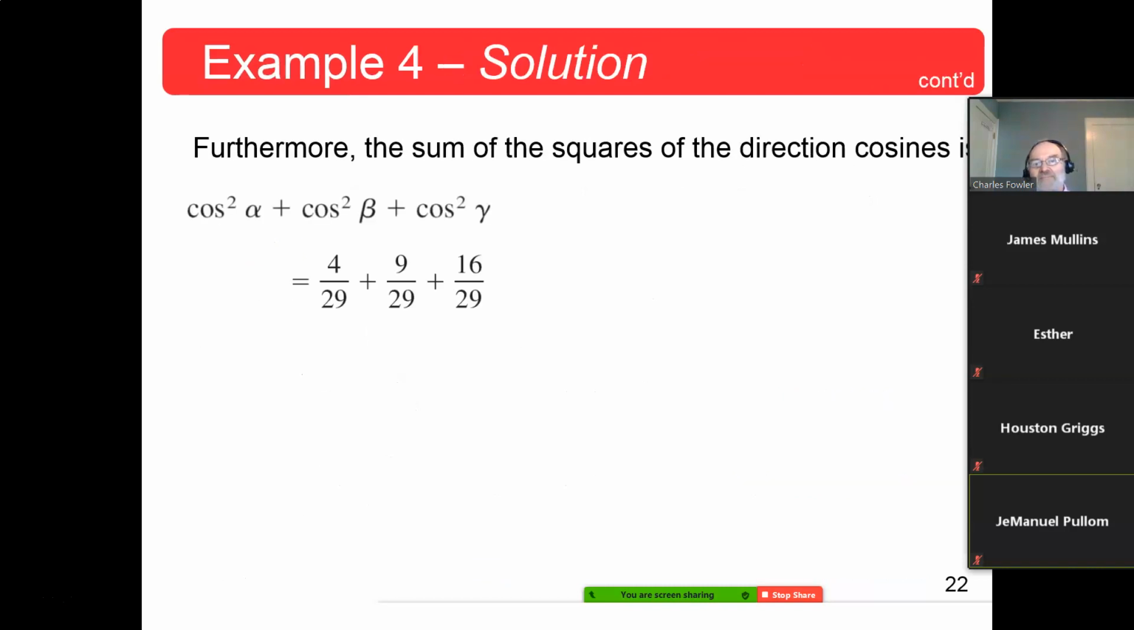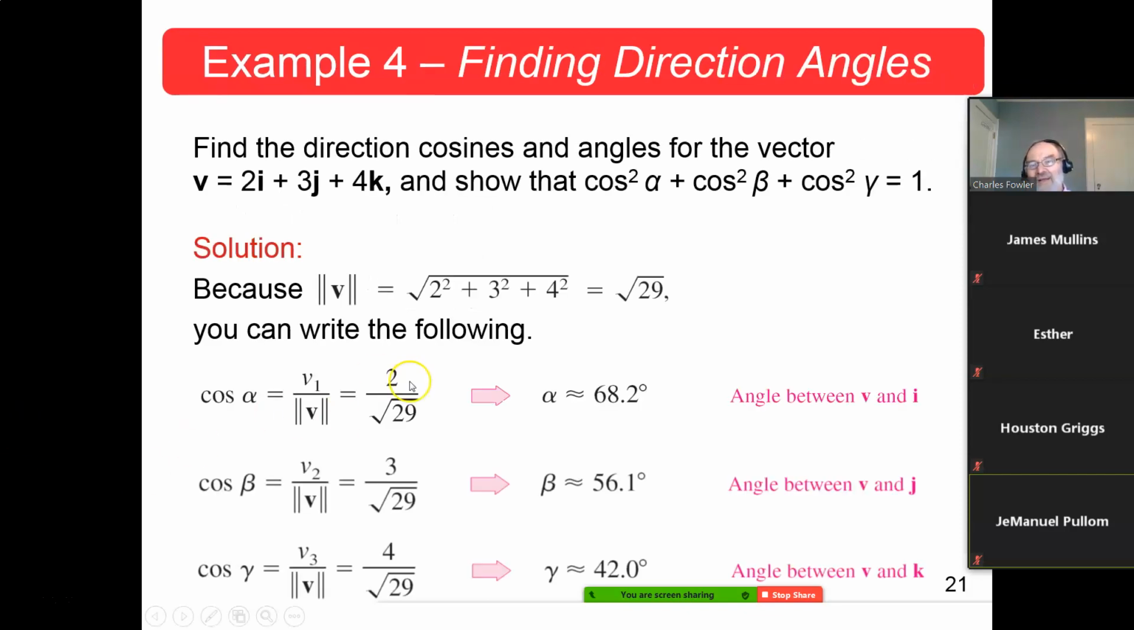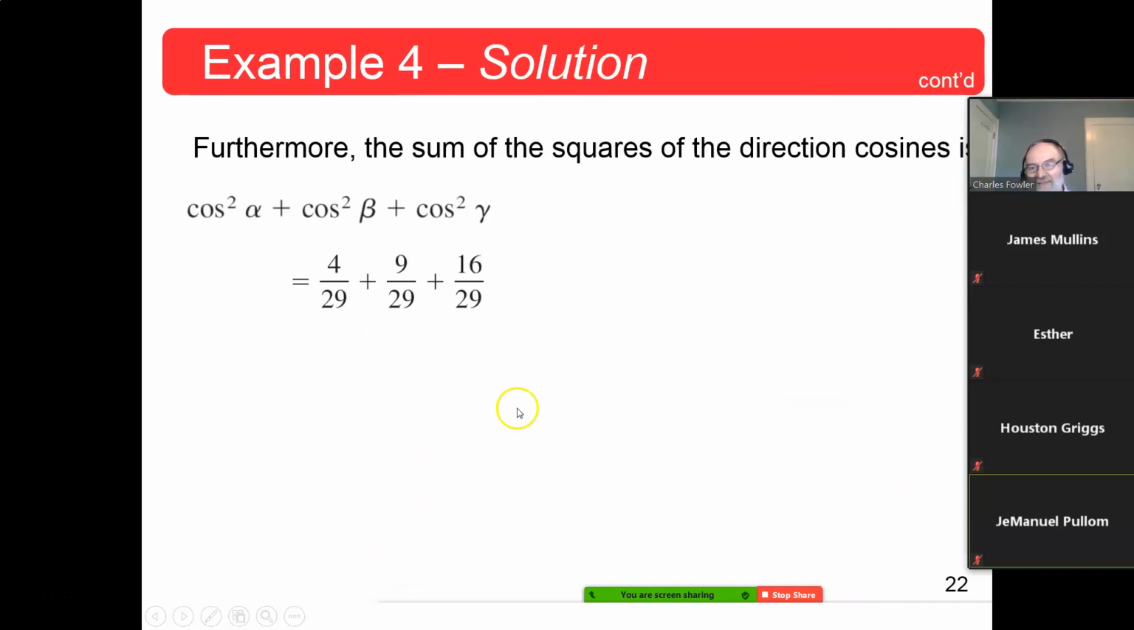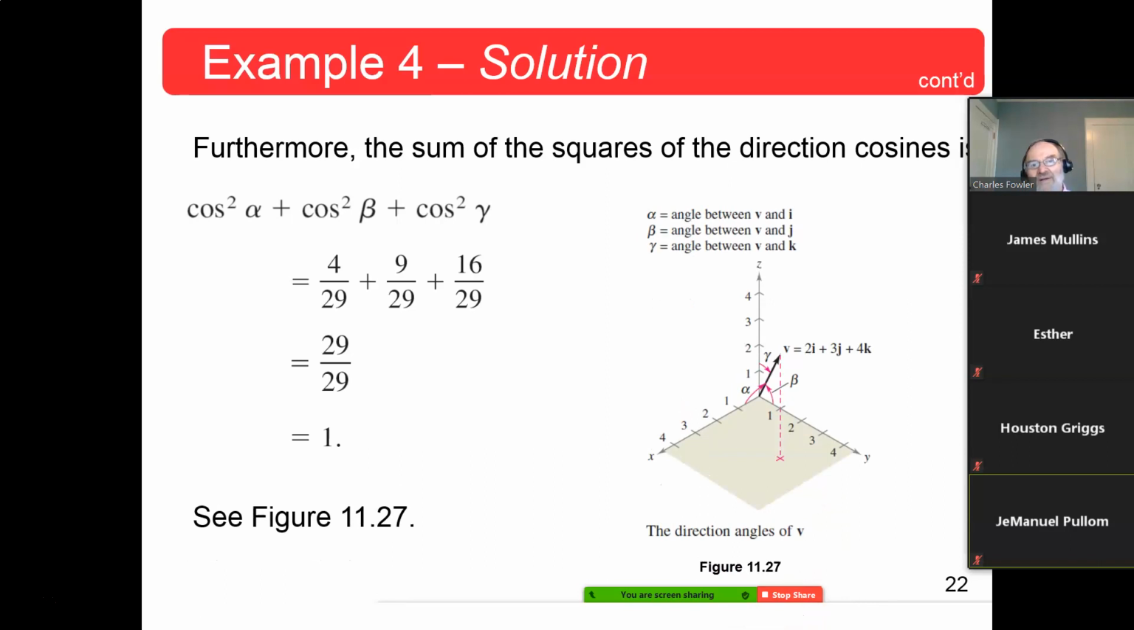Now, what they're doing now, they're saying cosine squared alpha plus cosine squared beta plus cosine squared gamma. What they're doing is doing this squared, which is 4 over 29 plus 9 over 29 plus 16 over 29. That's exactly what they've got here. Add the 3 numerators together and you get 29 over 29 equal 1. Okay? So, therefore, this is a unit vector, this right here.